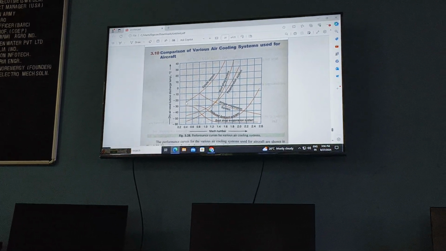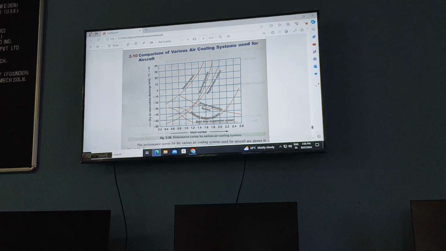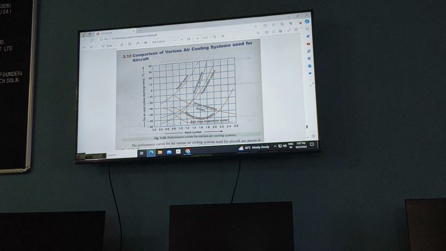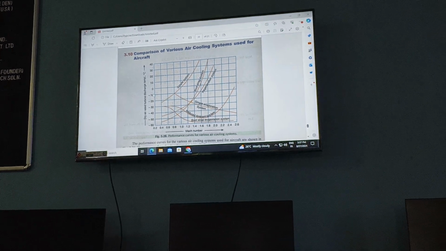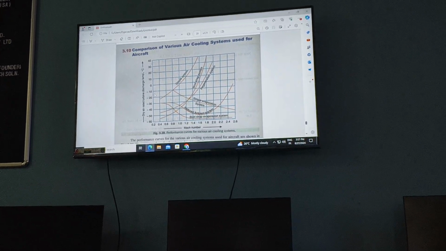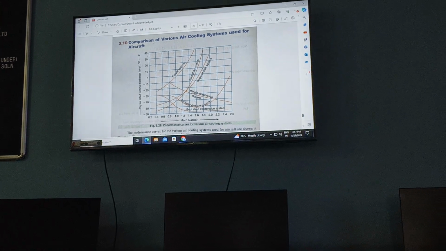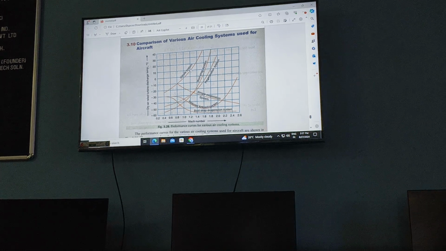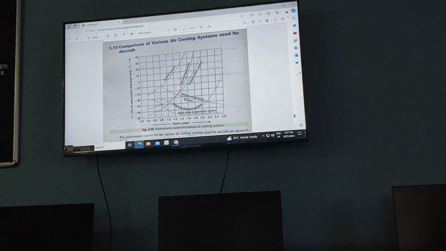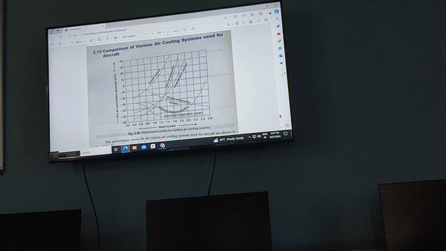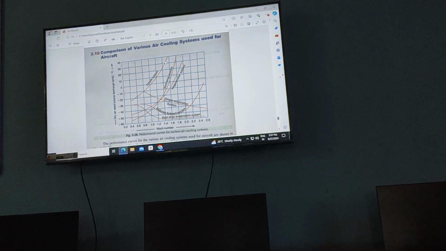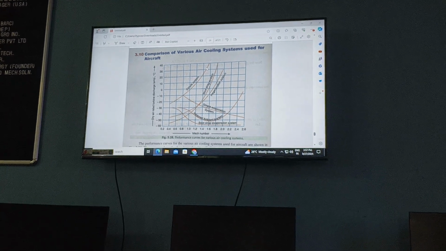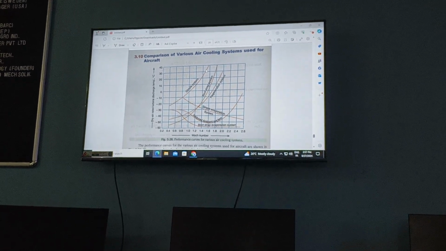Minimum temperature is around -20. And look at the graph of the simple system. As Mach number increases, the temperature increases too much. Now for the cabin, we require a temperature of at least -10, -20. But as Mach number increases above 1 or above 1.2, what is the dry air rated temperature? 10. At 1.4, it is about 20. So from this graph, we can conclude that the simple system is not suitable for high velocity aeroplanes, right?